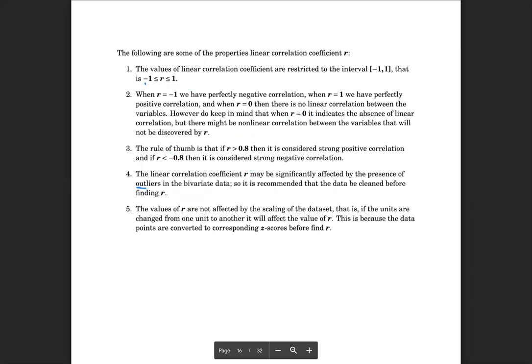That concludes the linear correlation coefficient definition. Any questions, anybody on this?